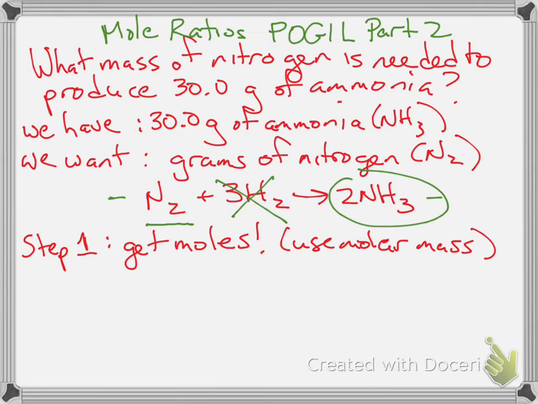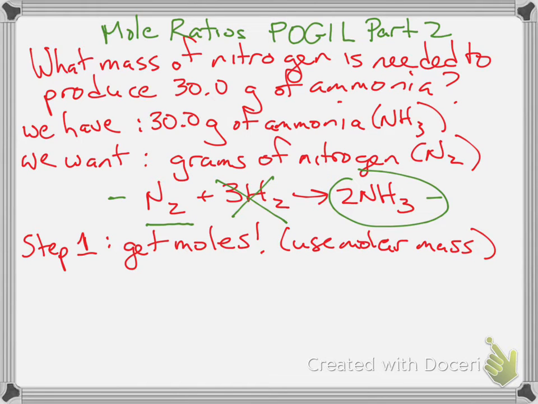If we were asked how many moles of nitrogen are needed to produce 30 moles of ammonia, that's a pretty easy calculation for us by now because we simply use the mole ratios. We'll talk about how that applies in a few minutes. But in this case, we don't have moles yet. And if we don't have moles, step one is always to get moles. In a lot of stoichiometry problems you may not need to do step one because you may be given the number of moles of a given substance. In this case, we have to get moles.